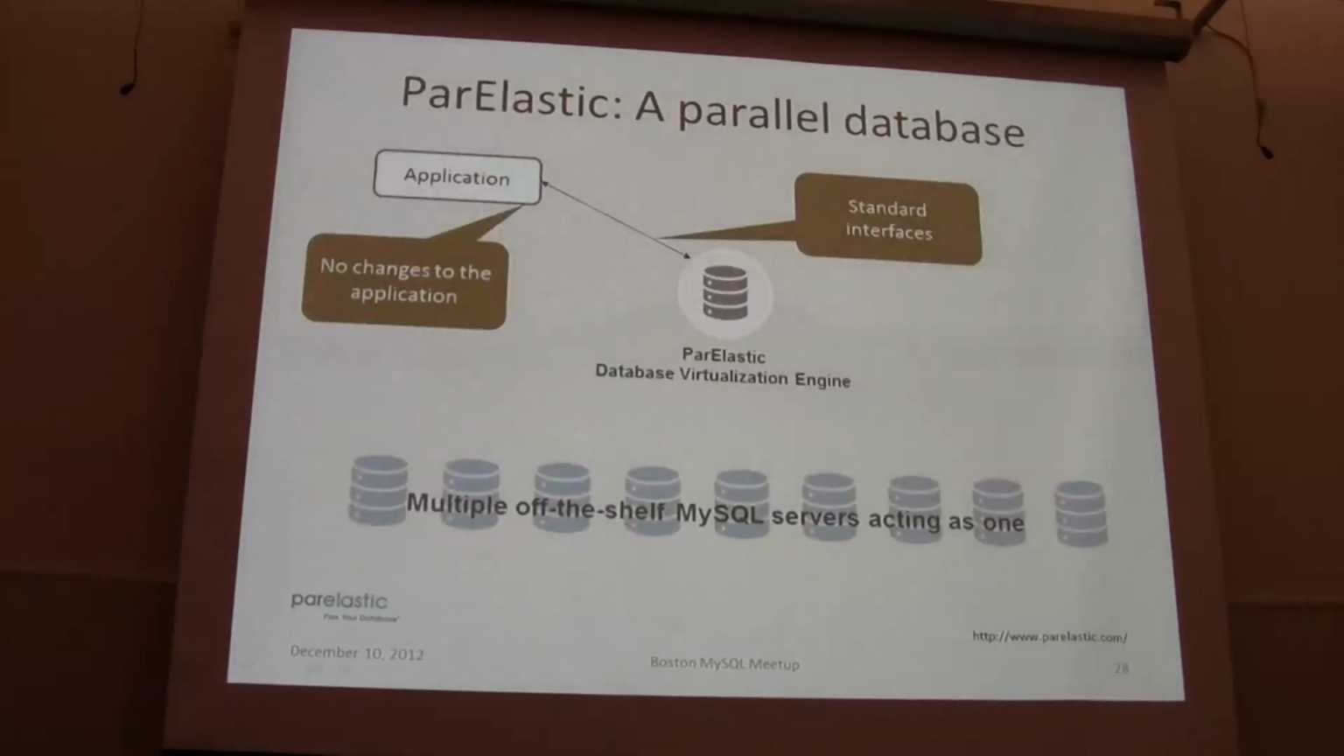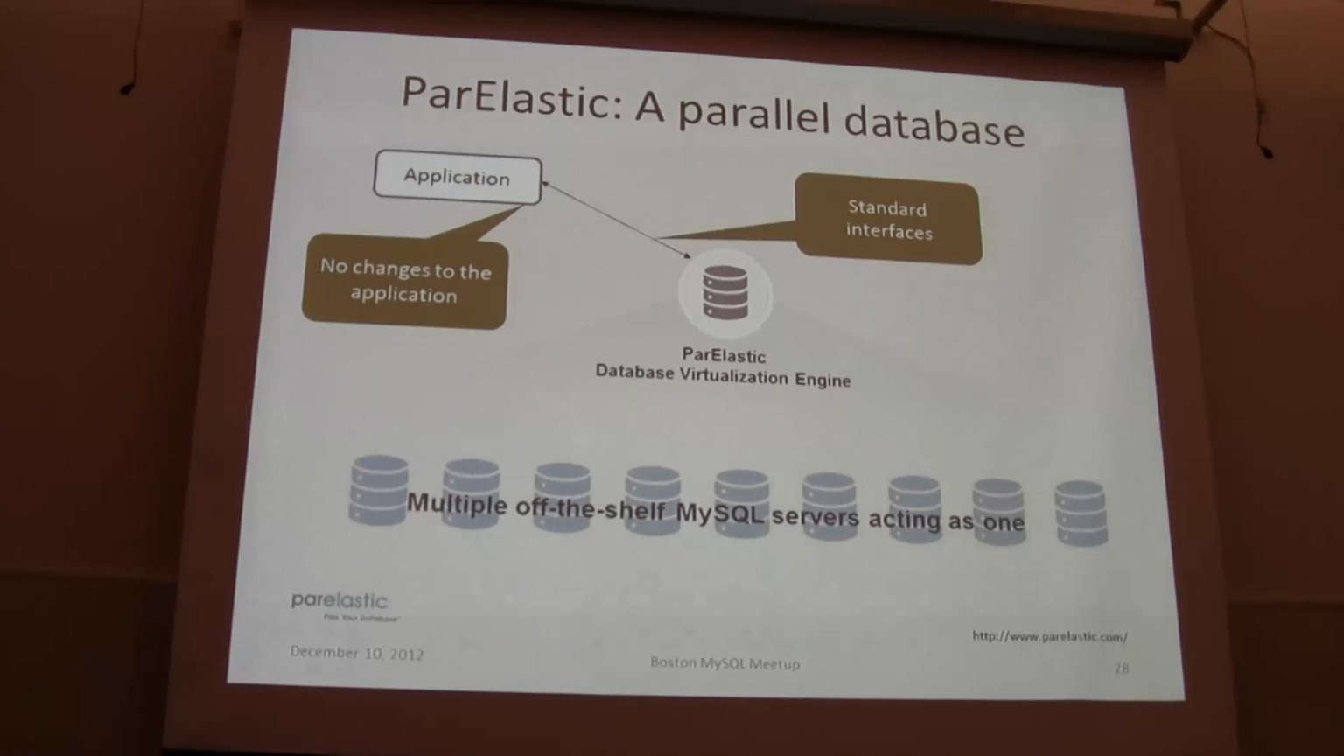All right. So let's talk about what a parallel database does, and this is the way in which we do stuff at ParElastic. You got a bunch of servers. They all run MySQL. They run MySQL means they can run Percona, they can run MariaDB, they can run any variant of MySQL. Your application talks only to us. You never talk directly to the database. You open a connection to ParElastic. You open that connection exactly the same way as you would if you were talking to a standard MySQL server.